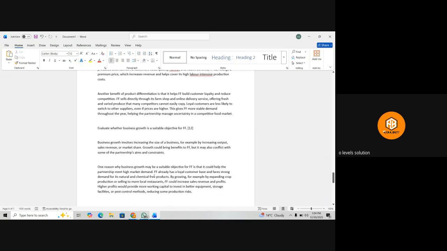The last question is, we need to evaluate whether business growth is a suitable objective for FF or not. First of all, we need to define what is the meaning of business objectives. So business growth involves increasing the size of a business, for example, by increasing output, sales revenue, or market share. Growth could bring benefits to FF, but it may also conflict with some of the partnership aims and cost aims.